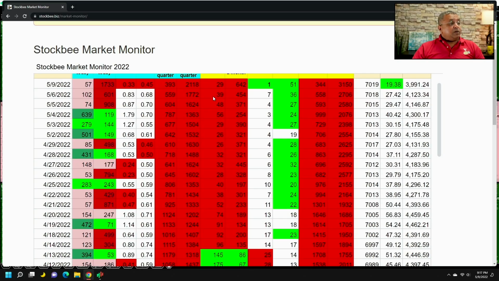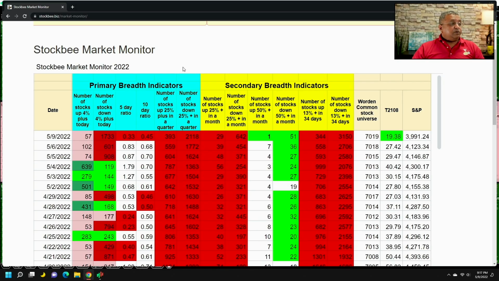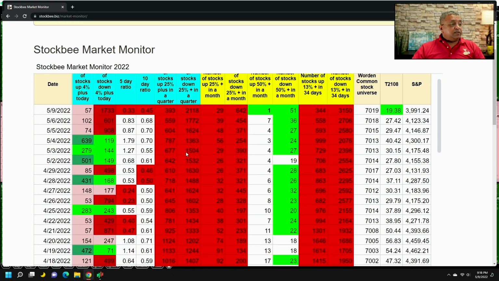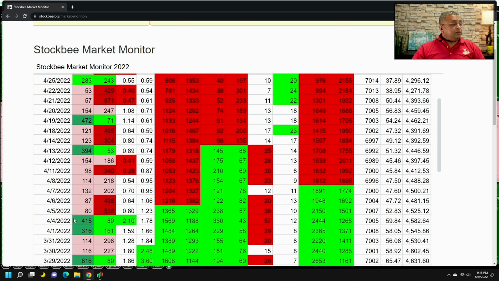But overall, the most important thing which I look at for deciding whether to be bullish or bearish, and I've been bearish for some time now, is the number of stocks up 25% in a quarter. If there are more stocks down 25% in a quarter, it is telling you that there is selling pressure in the market. Stocks are not making upward moves, they're making downward moves. And this figure turned negative around 4/6 2022.